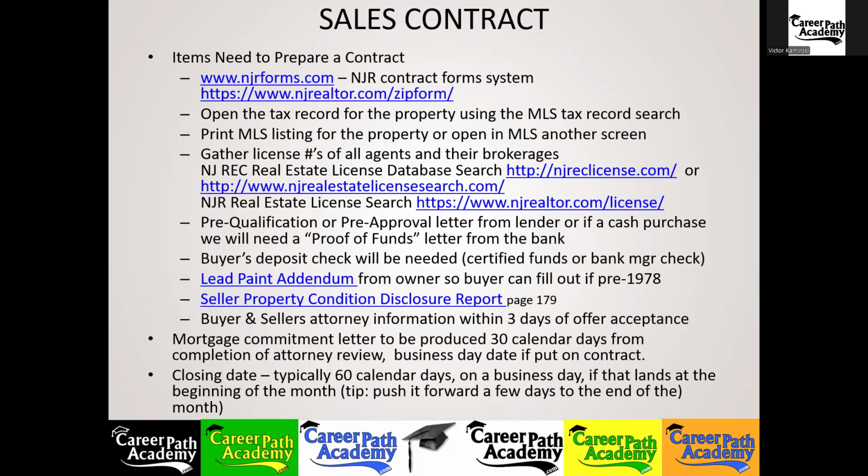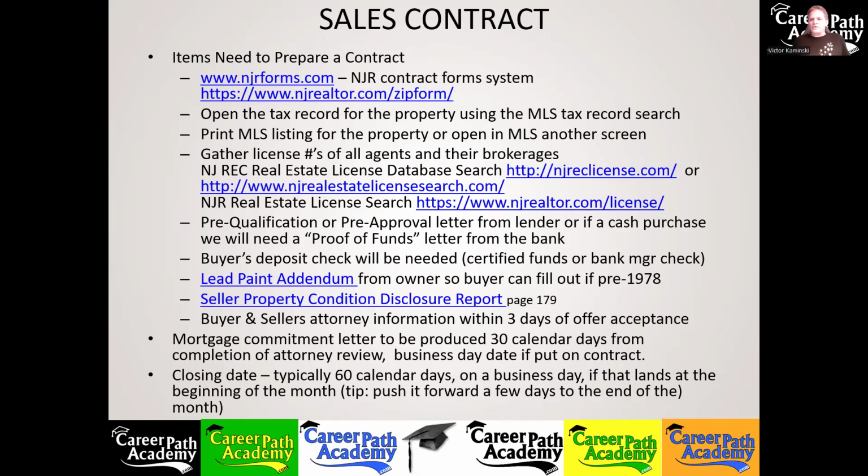And that takes you to the contract form system that is part of our, it's paid for with our realtor dues. So njrforms.com is just a domain name that I bought that points you to njrealtor.com/zipform, the contract form system that we use to prepare our digital contracts. Unless your broker has their own that they're using, but more than likely they're going to be using this one.